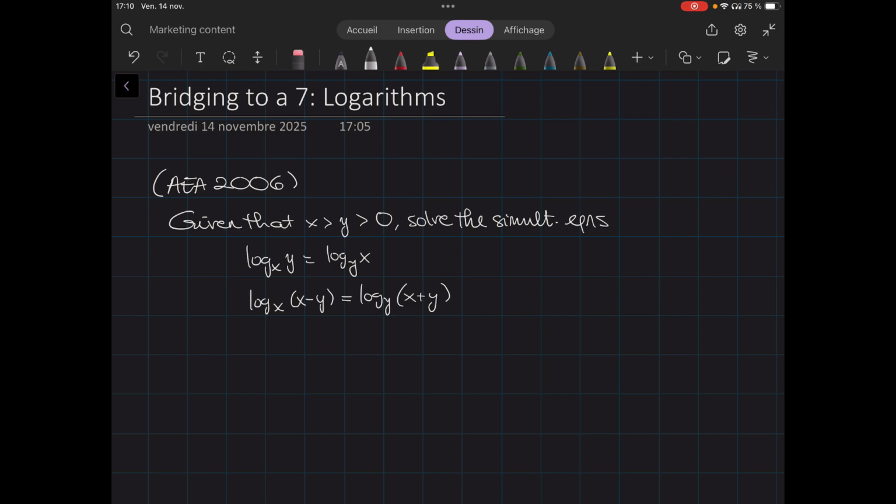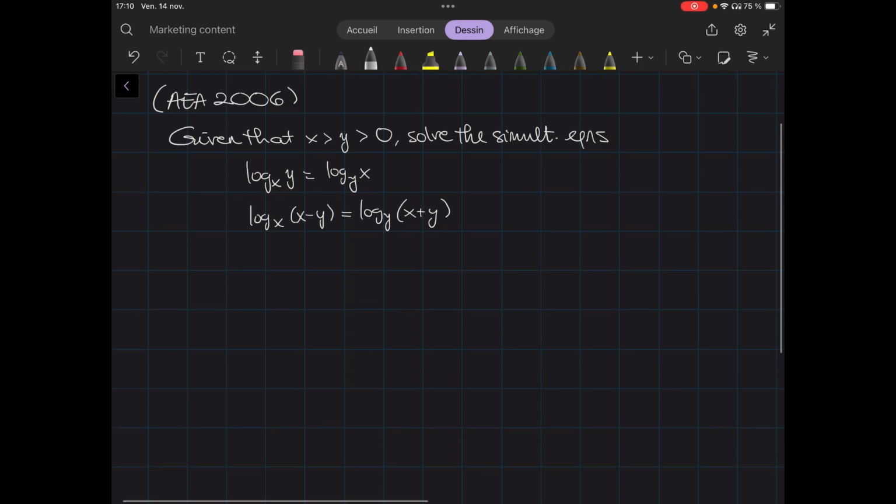I know that this can be very scary to some of you, but if you want to secure a 7, you need to know your log laws inside out. This question is taken from the AEA 2006. For those who are new, AEA is the Advanced Extension Award, which targets the top 5% of students taking A-level maths. So, without any further ado, let's get started.